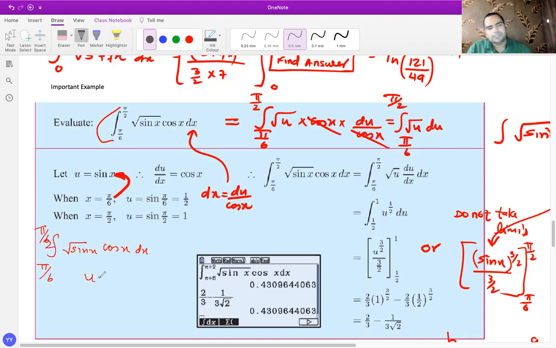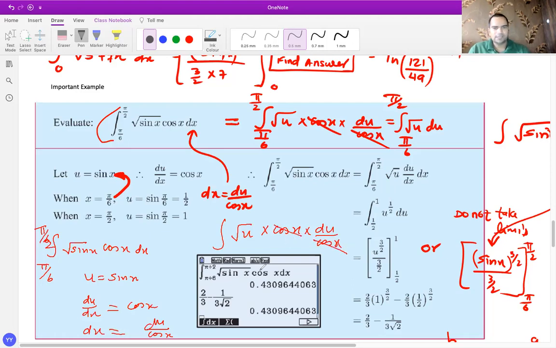So when I take, let's say, u as sine x, because its derivative is multiplied along with this, which I covered in my previous part, du by dx is going to be cos x. So in place of dx, I can put du over cos x. So when I integrate this now, it becomes root u cos x times du over cos x. So cos x and cos x cancel, and you get the integration of root u du, which is u to the power 3 over 2 divided by 3 over 2.